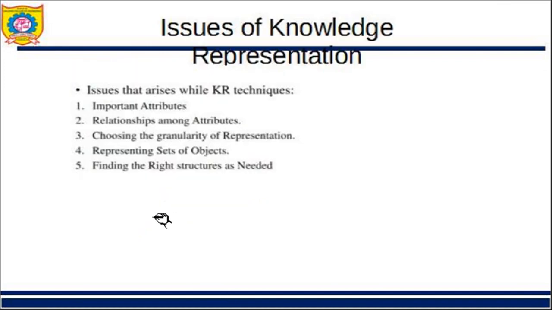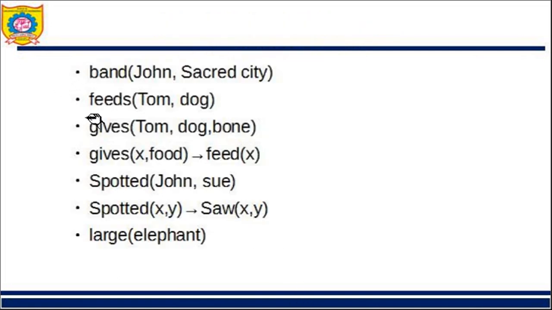Let us go to the third issue, choosing the granularity of representation. What do you mean by granularity? It is nothing but level. At what level should knowledge be represented? What are the primitives? What are the levels of knowledge representation? Let us see with the help of an example. I have a statement: feeds(Tom, dog). Tom is feeding a dog.